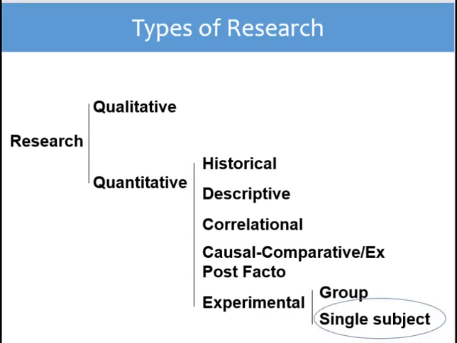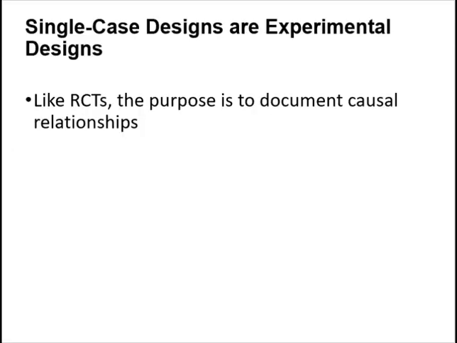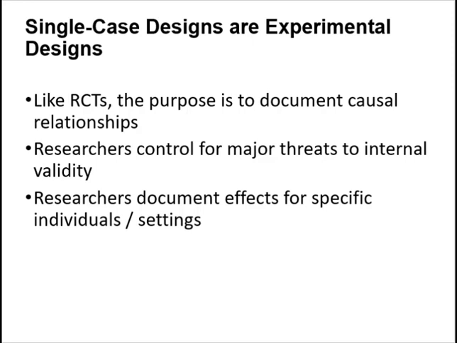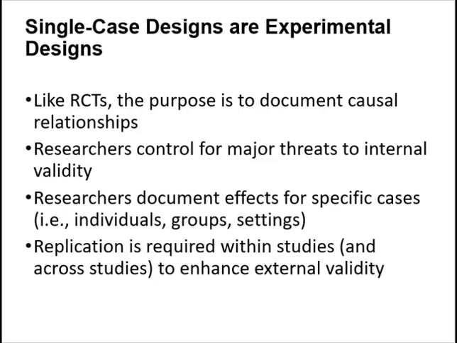In particular, single subject experimental research, a valid and yet often misunderstood form of experimental research. The purpose in single case research, like in conducting randomized controlled trials, is to document causal relationships. In single subject experimental research, researchers control for major threats to internal validity, and they document effects for specific individuals or settings, also called cases or systems. Finally, replication is a hallmark in single case research.